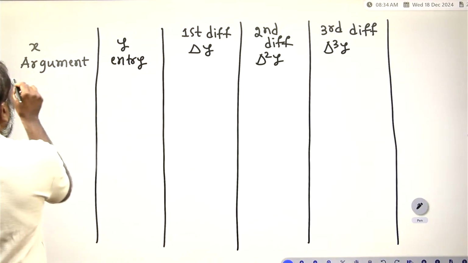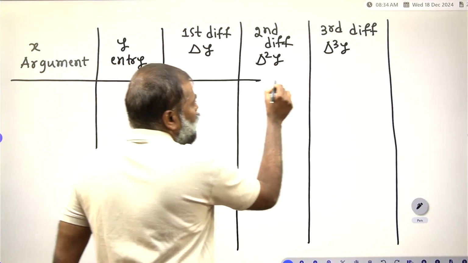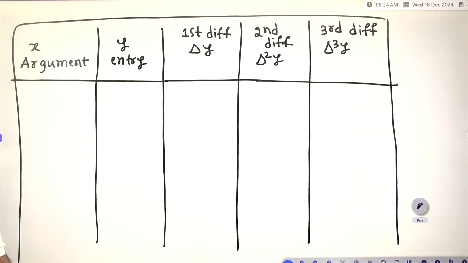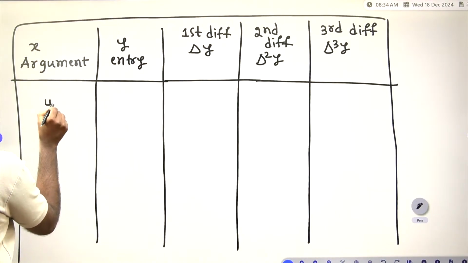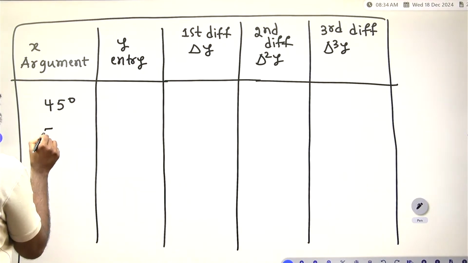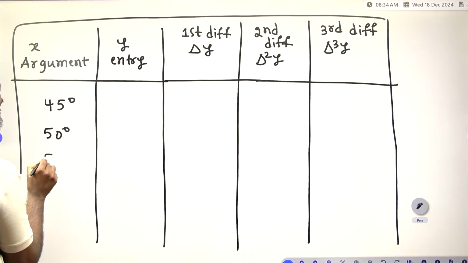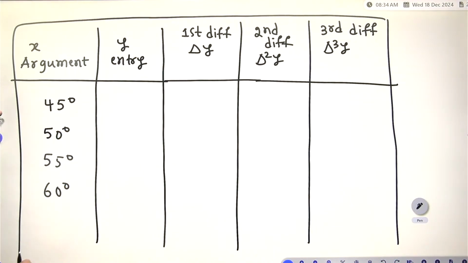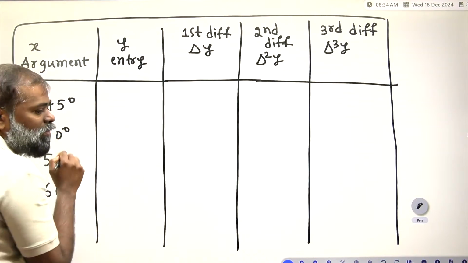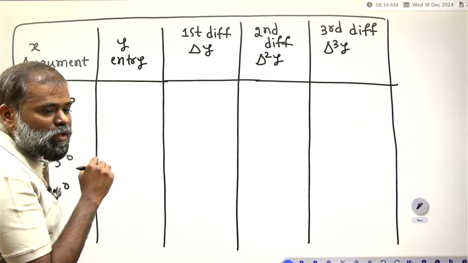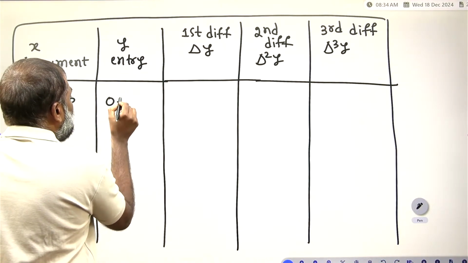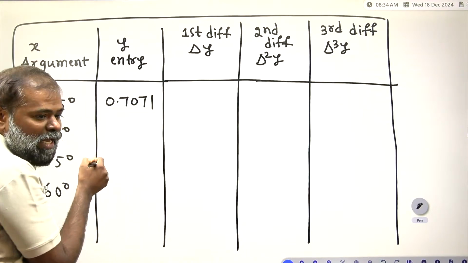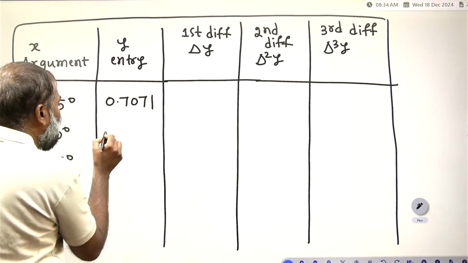First, to make the table based on the given data, what are the arguments? 45 degrees, 50 degrees, 55 degrees and 60 degrees. Four values they are giving. For sine 45 degrees, how much value are they giving? Sine 45 is equal to 0.7071. Sine 50 is equal to what is the value?